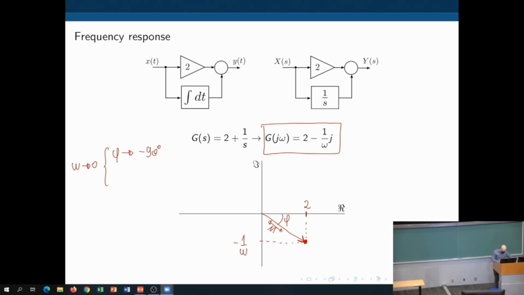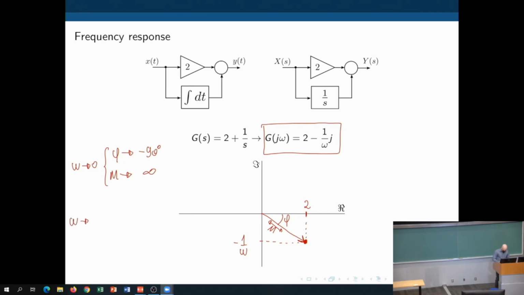And the magnitude tends to infinity, because the vector keeps growing as it moves downwards. And it moves downwards towards negative 90 degrees, just towards a straight line down.